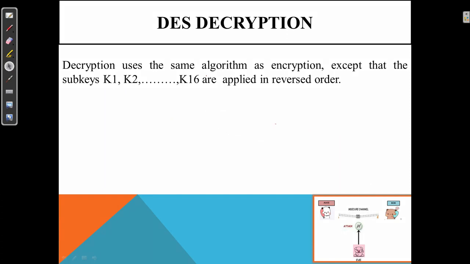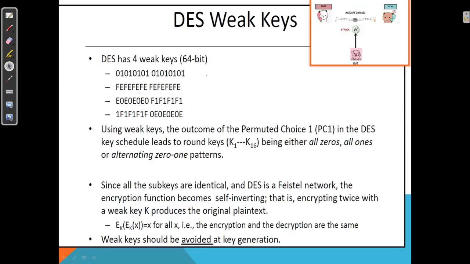If we talk about the cryptanalysis of DES, first we have to check the keys. We know that the key length is 56 bits. So there are 2 raised to the power 56 possible keys in DES, which is a very large number, nearly 7.2 times 10 raised to the power 16 keys. DES has 4 weak keys.